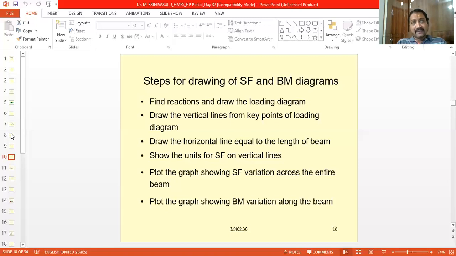Generally, sometimes the point load is acting at a point. That is one of the key points. The second point load is acting at a point. That is another key point. Like that. And sometimes only the UDL is acting.